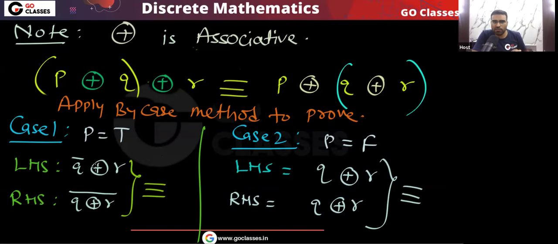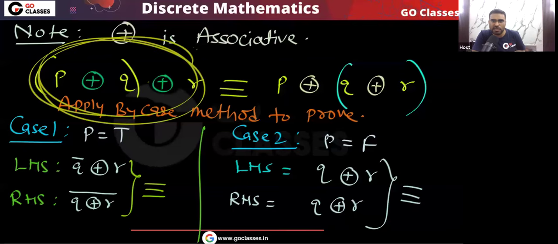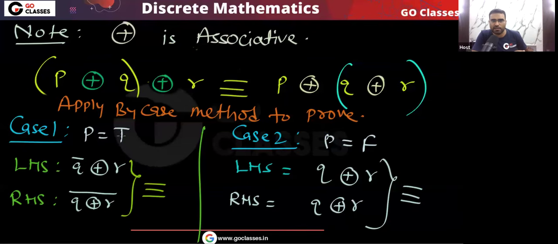But anyway, I have shown you how to prove it. I have given you the complete explanation. Did you notice that only two cases are possible, P true and P false? In both cases, LHS and RHS are equivalent. So I can say that in all the cases, this LHS and this RHS are equivalent.